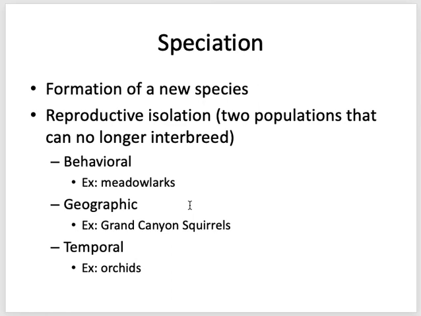And so they have become isolated, and now they look quite different if you look at their pictures on page 495 in your book. And they actually also exhibit some different behaviors as well. So even if they were to come back together in the same region, they may still not interbreed as a result of behavioral issues, but we're not aware of that because they are geographically isolated.